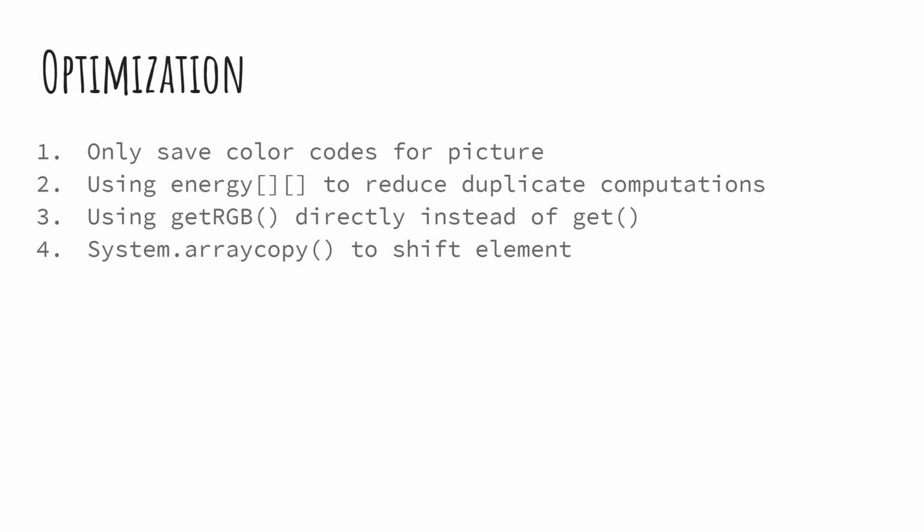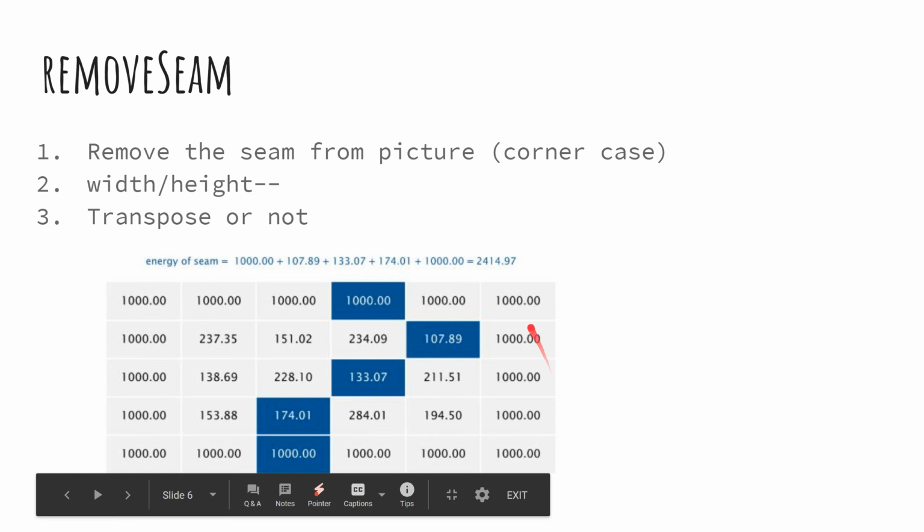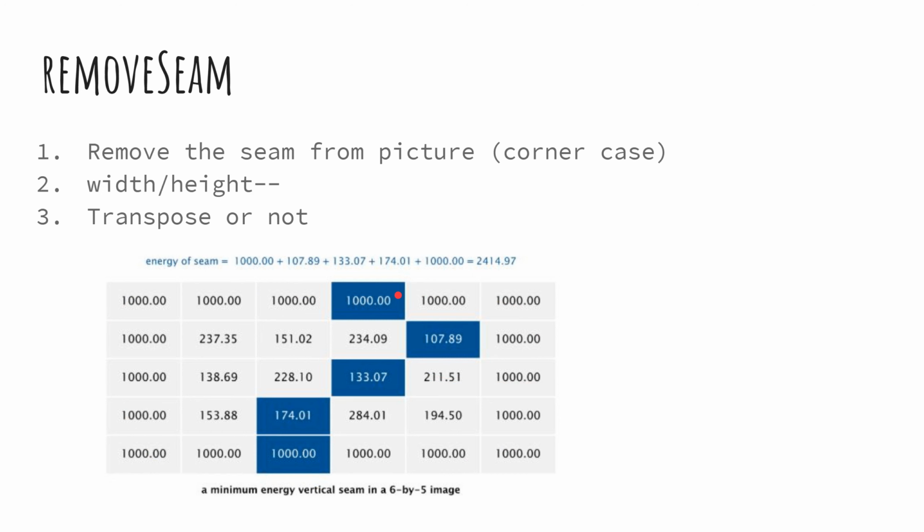Lastly, we can use System.arraycopy. This is used for the energy array or the color codes. When we really want to remove the seam, we can use System.arraycopy to copy the entire row over there.